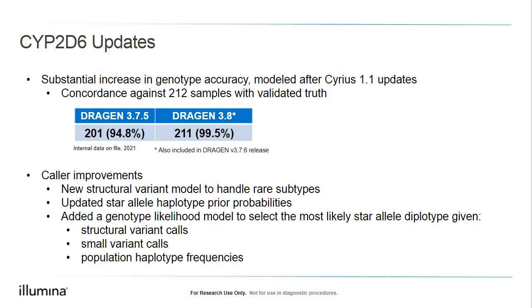And there is a big improvement in accuracy. If you look at 3.75 and 3.8, you can see that the accuracy now is about 99.5% based on the 212 samples we have for the CYP2D6 calling with validated truth. So again, a bunch of improvements that have happened in the Sirius tool that we have now integrated into DRAGEN bumps up the accuracy to 99.5% with 3.8. This is, again, an extremely large update for us in 3.8.